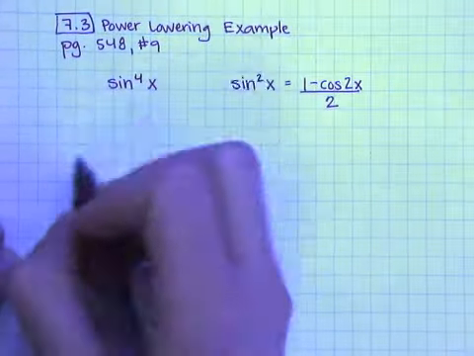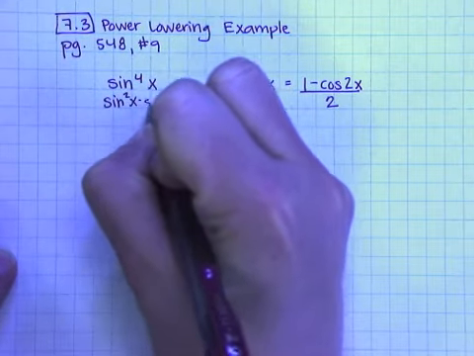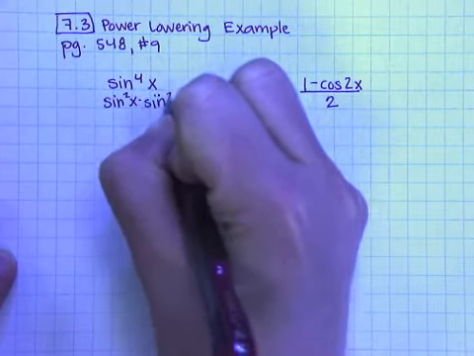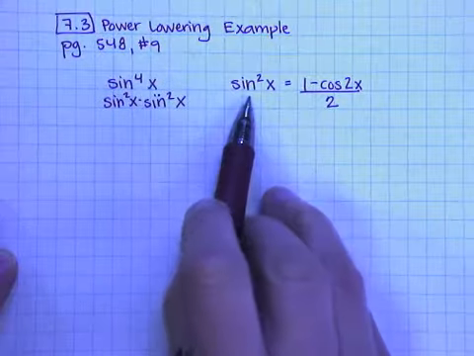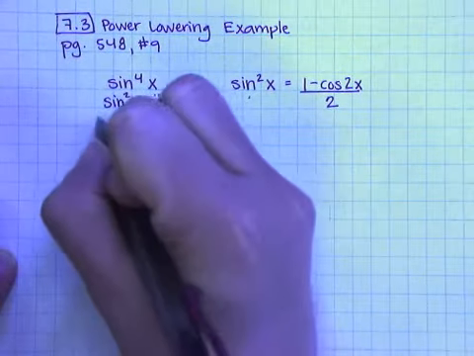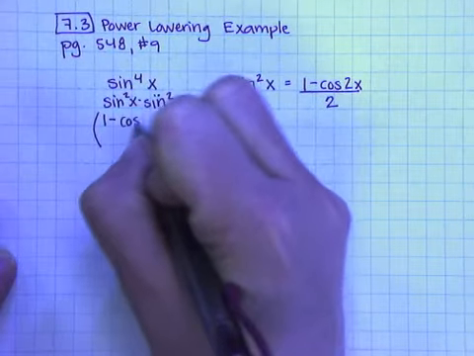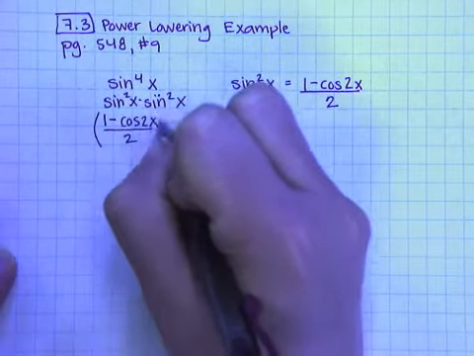So just like in class when we did this for cosine, I'm going to break this up as sine squared x times sine squared x. And then using my lowering formula, I'm going to drop the power on both of these sine squareds. When I do that, I'm going to get 1 minus cosine 2x all over 2 times itself.